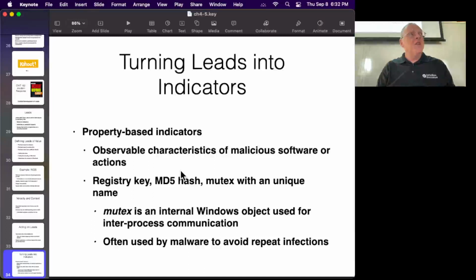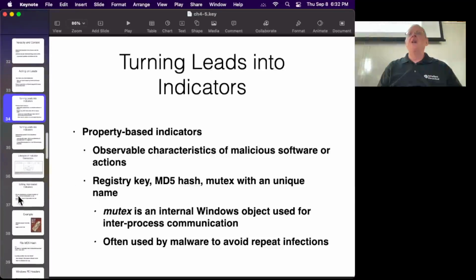There's a process isolation feature in all operating systems, so one process does not enter the memory of another process. But if you do want to send a signal from one process to another, one way to do it is by setting a mutex, which can be read by other processes, and malware often marks your machine with a mutex so that if you reinfect the same machine, it detects that it's already infected and doesn't try to infect it a second time. So a lot of indicators of compromise include mutexes.